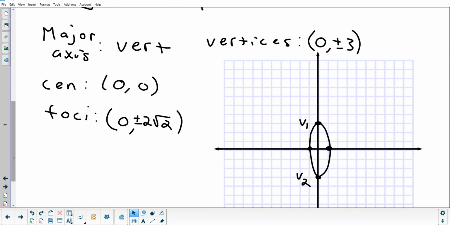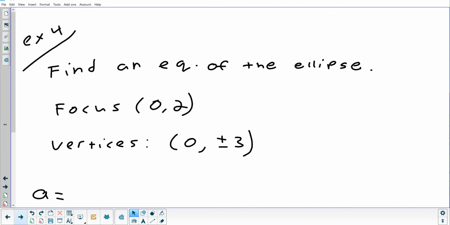And to write the equation, that's where it becomes important. B squared is what you need for the equation. B is what you need if you want to graph it. Okay, questions on the sketch? All right. Okay, you find the equation.